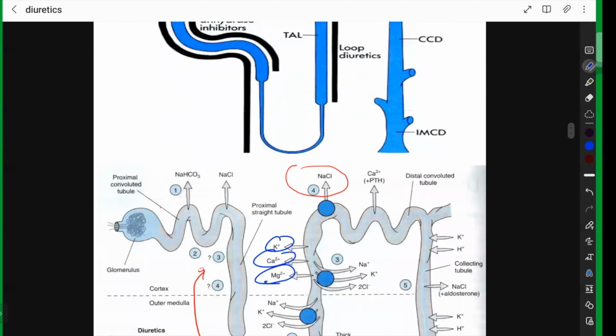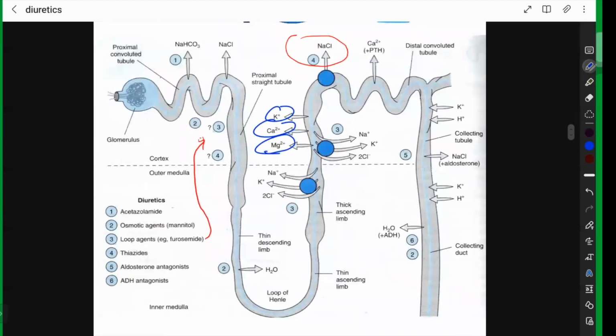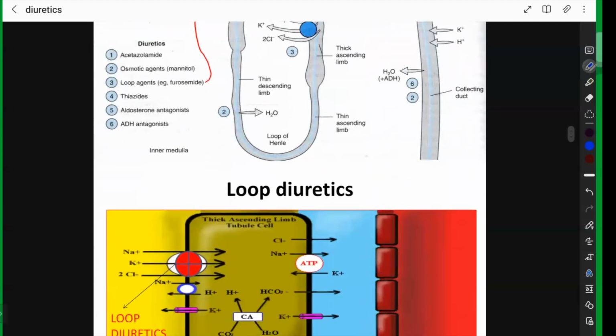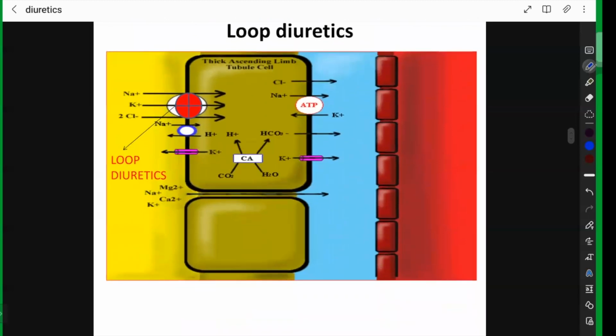Okay, now coming back. The first one we are going to see is loop diuretics. Furosemide is a sulfonamide derivative. It is the most powerful loop diuretic. It is a powerful diuretic also. Where does it act? I already told you, loop diuretics act on the sodium potassium 2 chloride channel. So how does it act? I'll tell you. So you have the sodium potassium 2 chloride. What will it do?